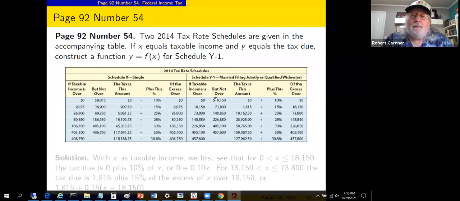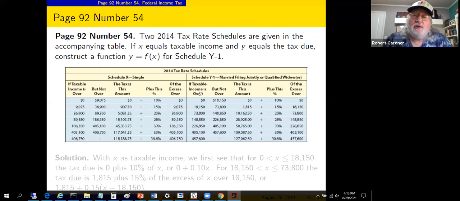Now, we've got to take also this income thing and deal with it in terms of a taxable amount. If you made over $0, but not over 18,150, then you're taxed a flat rate of 0 plus 10% of the excess over 0. That would be everything you made. You're paying a 10% rate under those conditions.